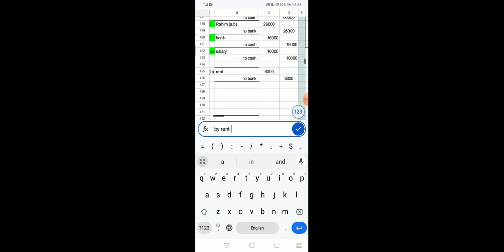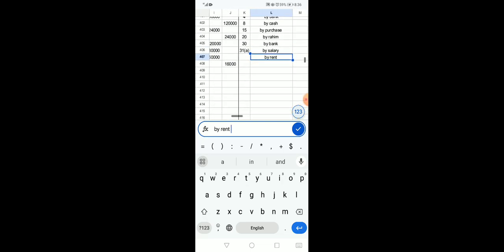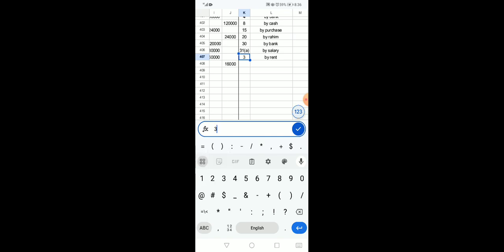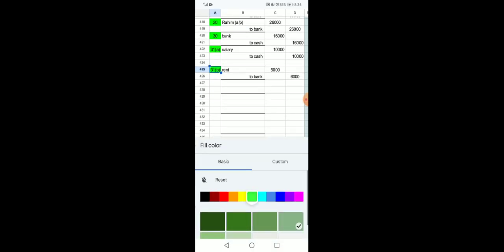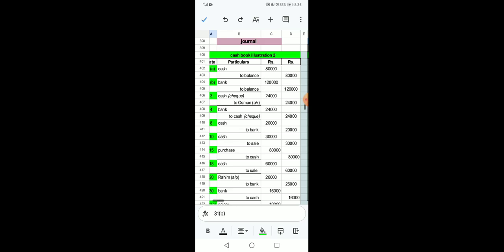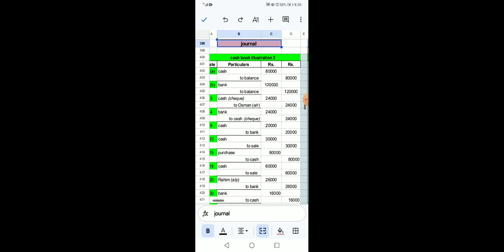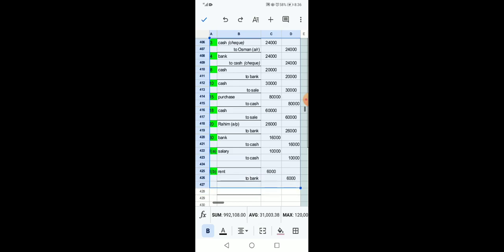See the date, 31B. So you will be posting 31B in the date column. In this way, what had happened? All the journal entries are posted in the cash book. 31B is completed. Mark it as done. So you can see we have started from here, first entry to last entry, all journal entries were completed.